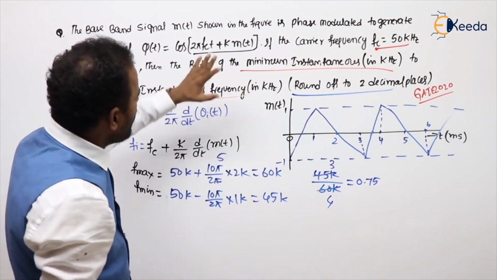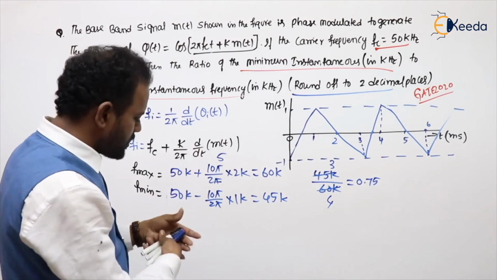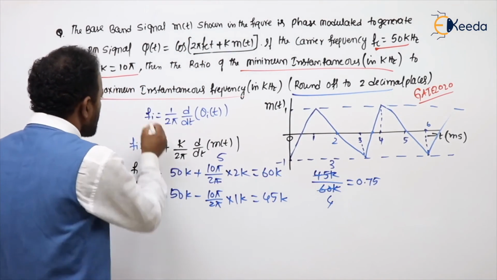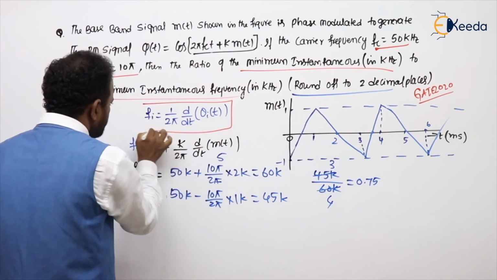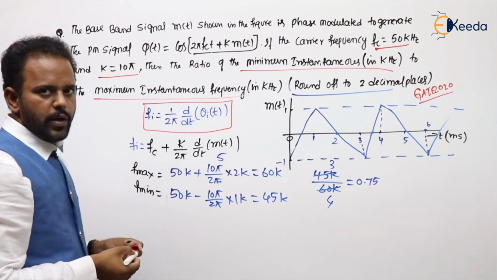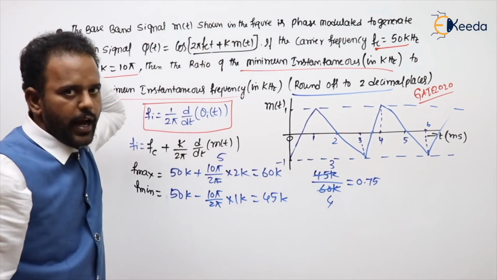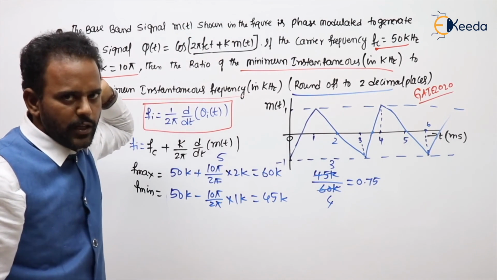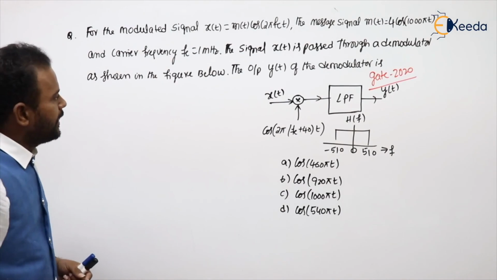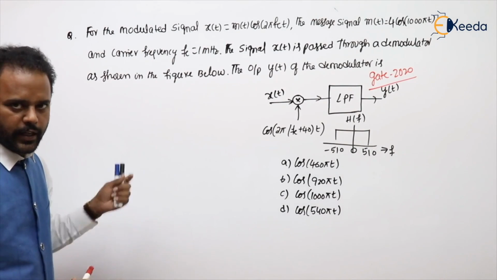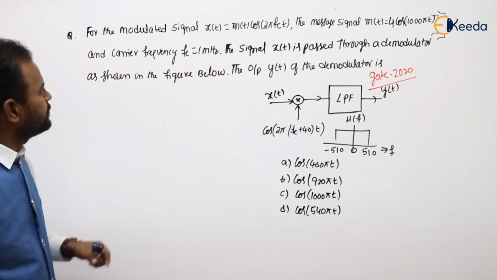So whatever the problem may be asking on the instantaneous frequency, this is the common formula for that. Calculation of Fi: 1 by 2 pi into d by dt of the total angle of any angle modulated signal. Got the point?